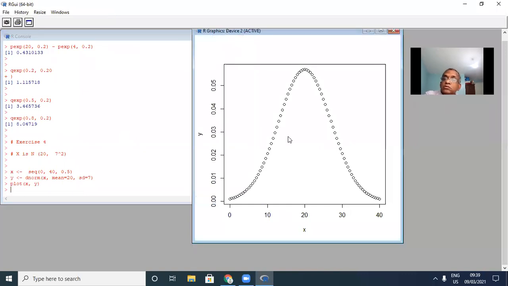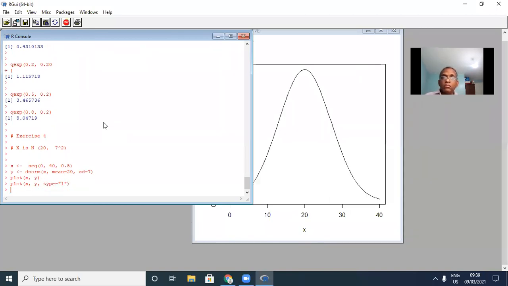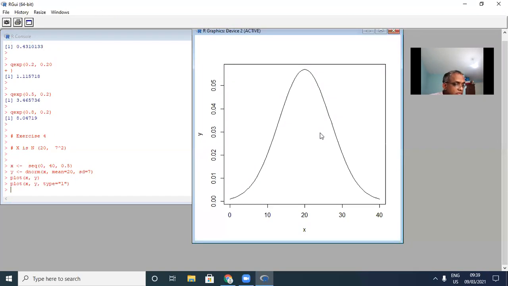What you see here is a typical shape of a density of a normal distribution, in this case with mean parameter 20 and standard deviation parameter 7. If you like, you can join the points together using L. This is what you get, right?